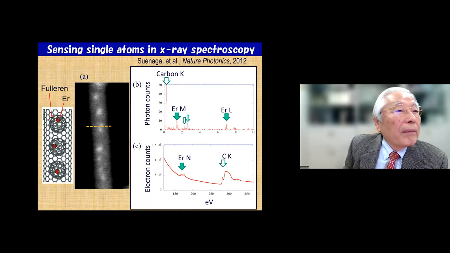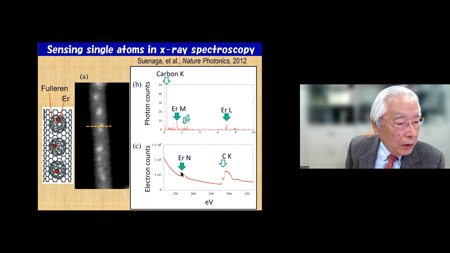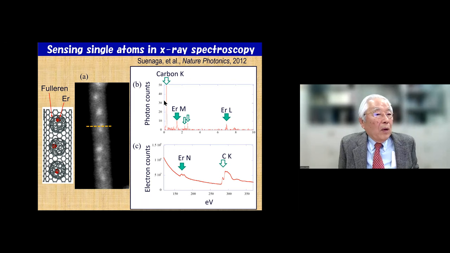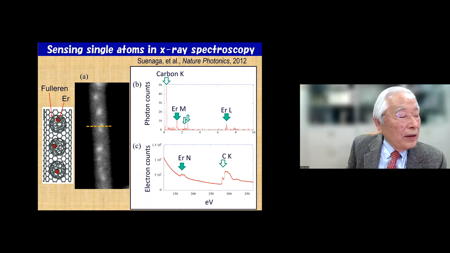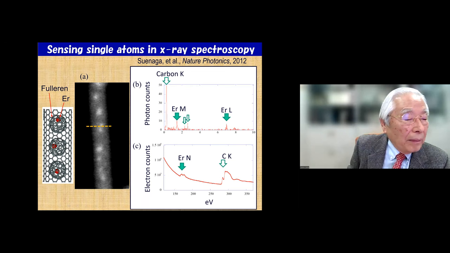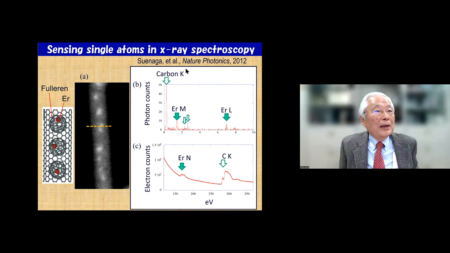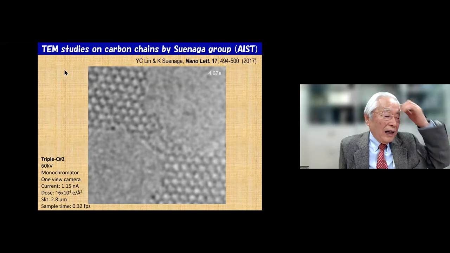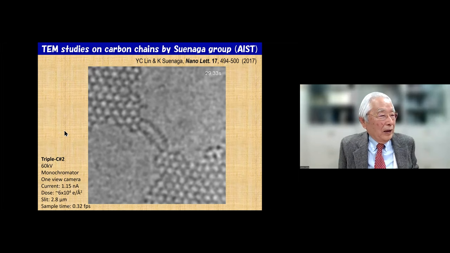Down here we have the conventional EELS imaging, but he also picked up the erbium X-ray emission from these single atoms. He couldn't get the image at that time, but he could get the spectrum from single atoms. So this is also very good work using carbon nanotube. And after that, Professor Suenaga developed very interesting high resolution microscopy work.